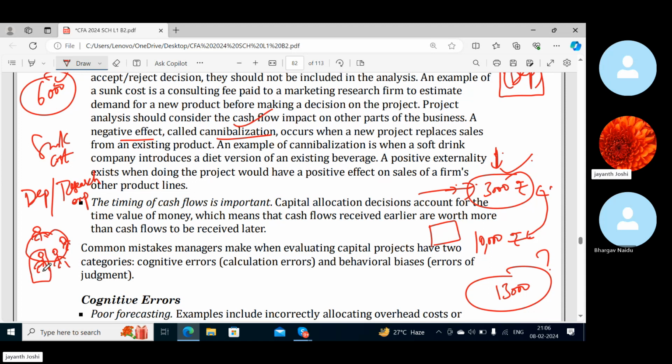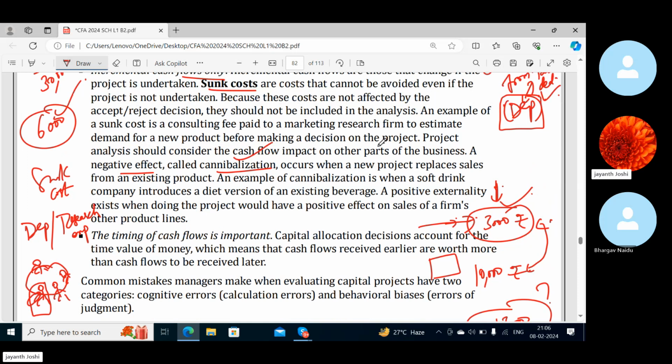Now what he does, he starts eating his hands, his legs, and his body, because he can't survive without eating. So it's like a person eating his own arm, which is a very big loss for that person, right? Because one of the parts of the body is not present now. He wants to eat it. So now the same thing comes. An example of cannibalization is when a soft drink company introduces a diet version of an existing beverage.